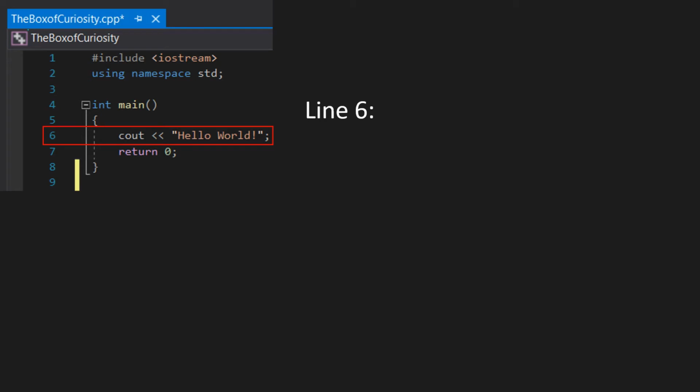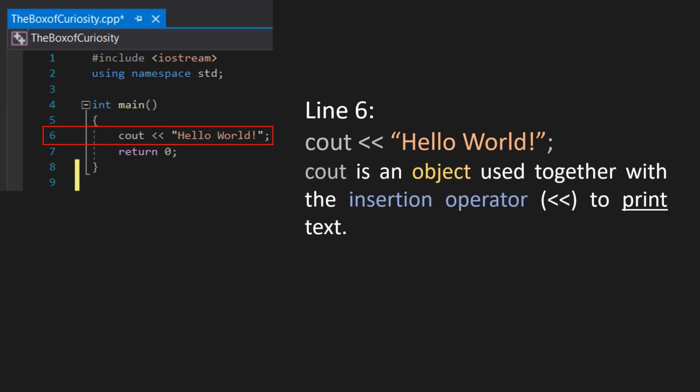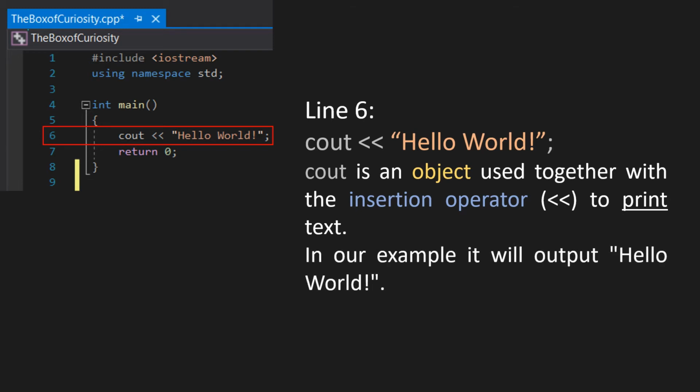Line 6. cout << "Hello World". cout is an object used together with the insertion operator to print text. In our example, it will output Hello World.